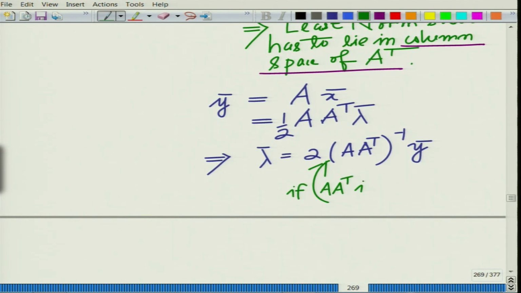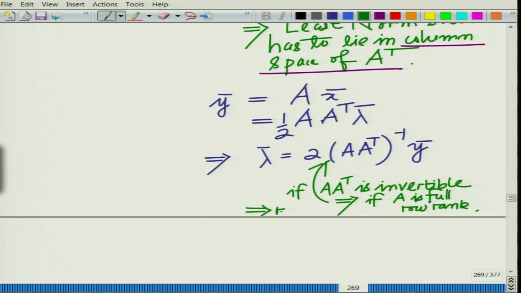A transpose is invertible, which once again is possible if A is full row rank. Remember, for the least squares, A transpose A is invertible if A is full column rank. Here A transpose is invertible if A is full row rank, that is rank of A equal to M. Okay.